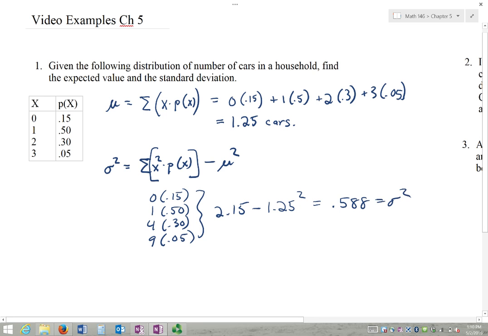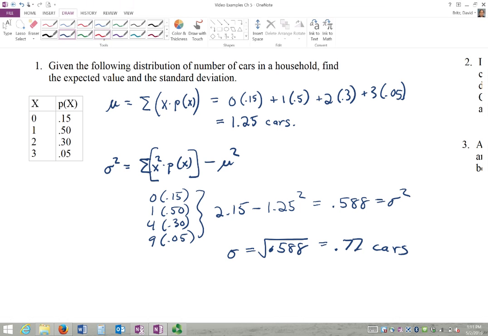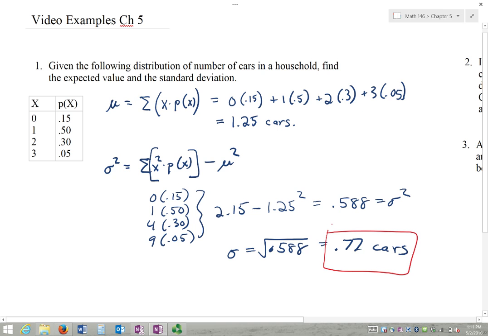So that's the variance. Remember, the standard deviation is the square root of the variance. Take the square root of the 0.588. And we wind up with a standard deviation of 0.77 cars. And so that's how we find the mean and standard deviation of a discrete distribution.